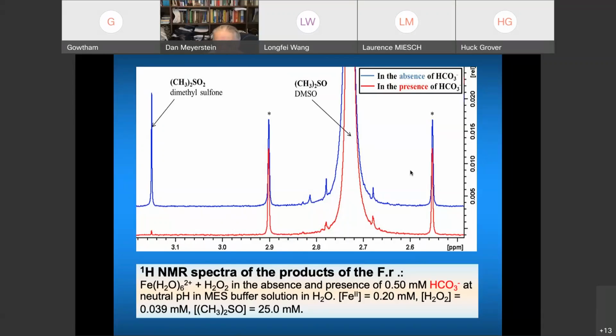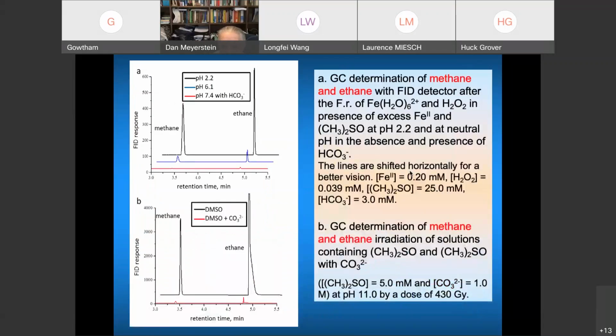But if you add bicarbonate, you can see practically no dimethylsulfone is formed. On the next slide, we looked at the question: do we form OH radicals by chance? The upper part shows that if you form OH radicals, you form methyl radicals, which under the conditions will form either ethane or methane. I won't discuss the ratios, but they are clear.